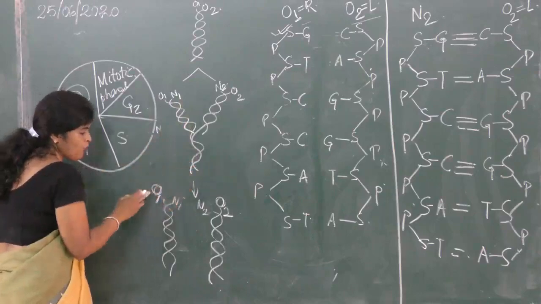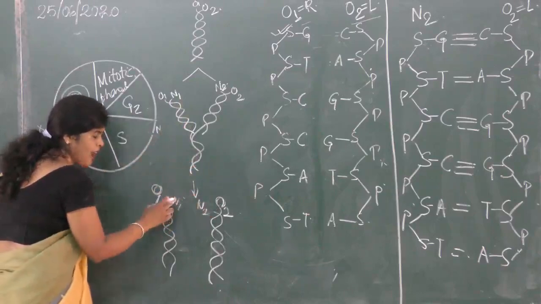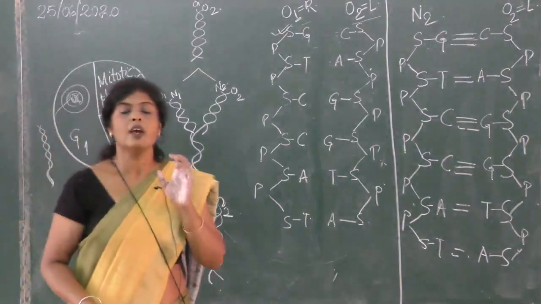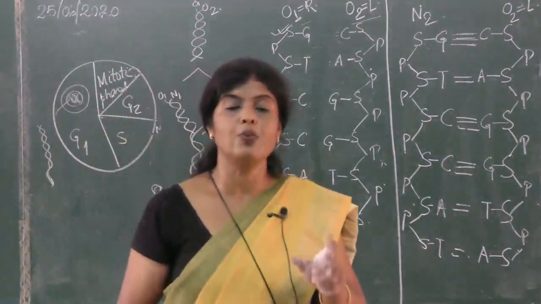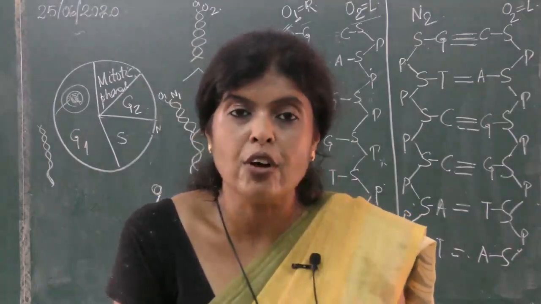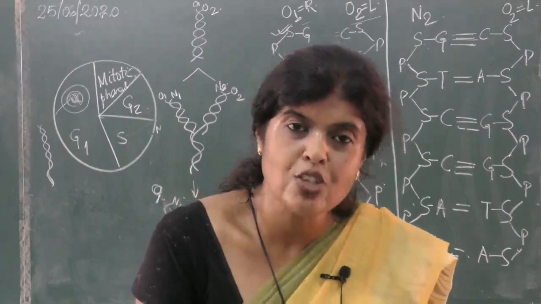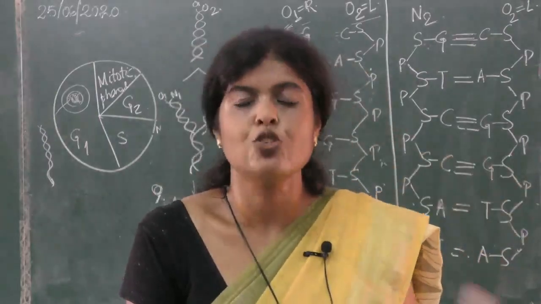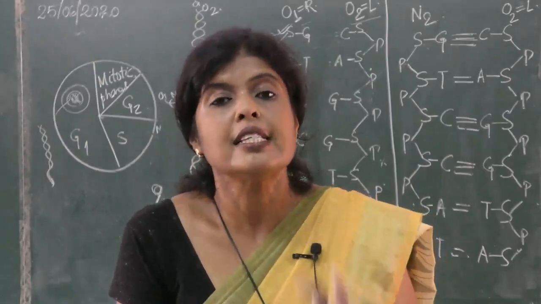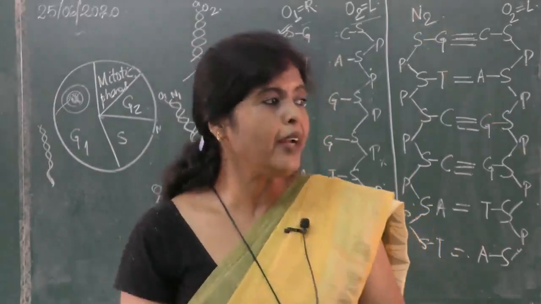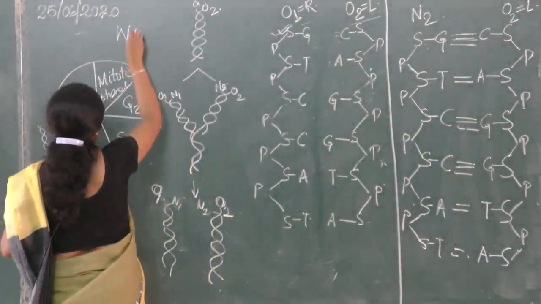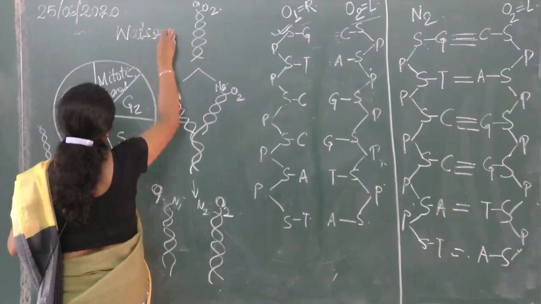Is it clear? So both have one original strand and a new strand is formed. Is it all right? That is why semi-conservative. Semi means half conserved. Is it clear? Each of the DNA has one old strand and one new strand. That is why we call it the semi-conservative method. Who proposed it? It was proposed by Watson and Crick.